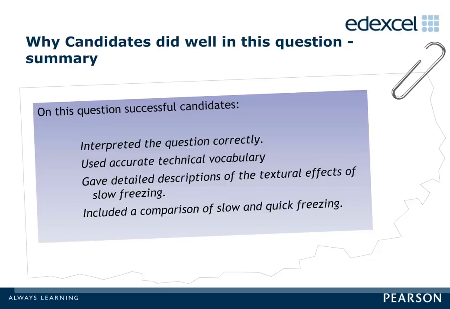Many candidates performed well and gained 6 or more marks in question 6b. They demonstrated a good understanding of the effect of the rate of freezing on the structure of food. As well as demonstrating how slow freezing damages foods, high-ability students explained the positive effect of quick freezing food products.